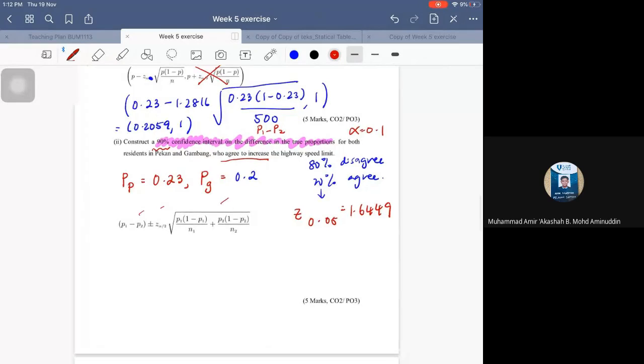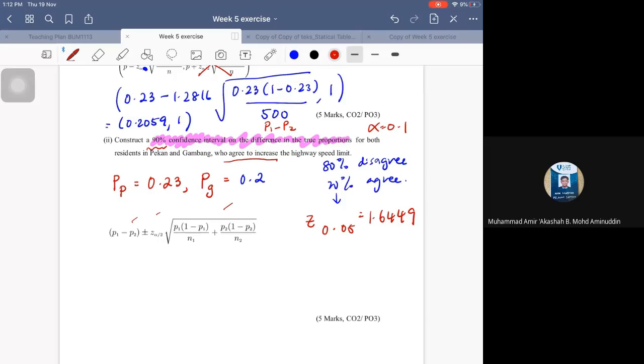And again, you have to be very careful. How do you know whether it's going to be Pekan minus Gambang or Gambang minus Pekan? You read the question. It says over here, 90% confidence interval for both residents in Pekan and Gambang. So Pekan comes first, then Gambang. So it means that you can have proportion in Pekan minus proportion in Gambang. Therefore, I'm going to have Pekan proportion equal to 0.23, minus Gambang proportion equal to 0.3.